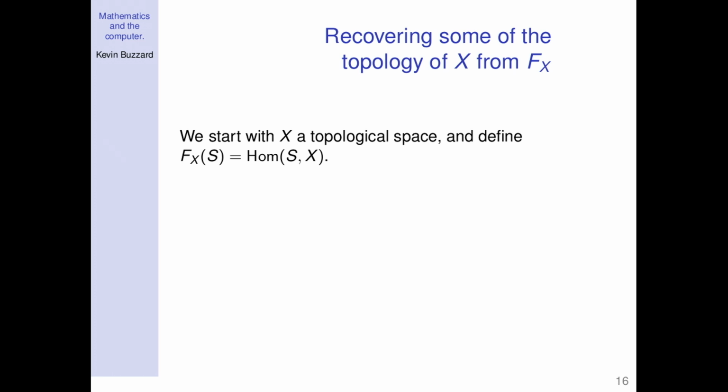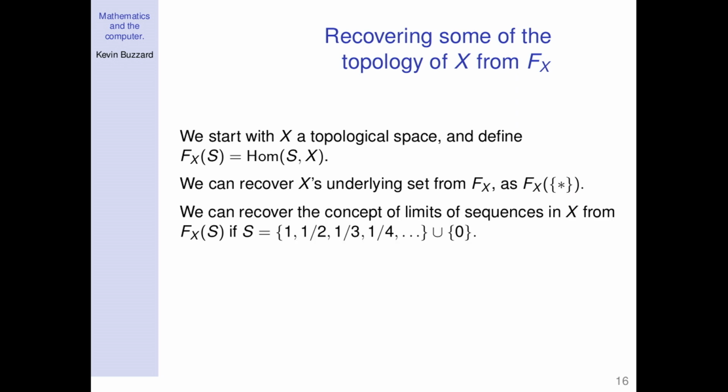Okay, so we're going to start with a topological space X, and we're going to define this functor F_X that sends S to the maps from S to X. And now we want to try and work out how much stuff we've actually lost. One thing is we can certainly recover X as a set, because if S is just a one-point set, then that's a compact Hausdorff topological space, and the maps from a one-point set into X are just X again. So we haven't recovered the topology on X, but we've recovered the underlying set. If we just had F_X, and we had to reconstruct X, at least we can reconstruct the underlying set.